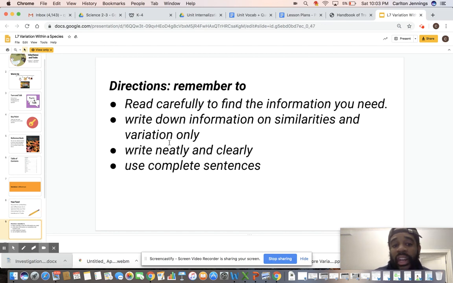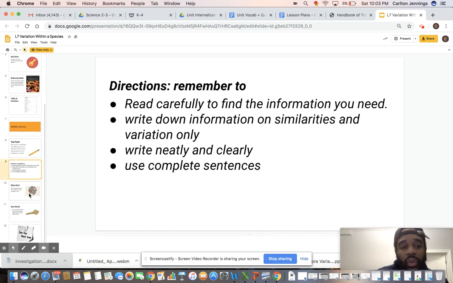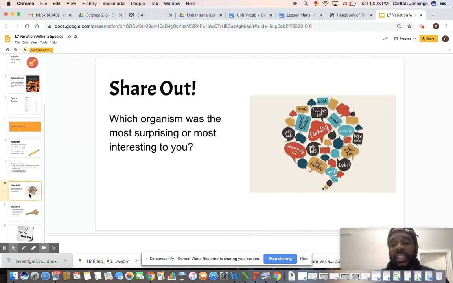So we read this already. We have our similarities and variations of our harlequin poison frogs. You'll be able to share out these different things with me once you send them to me. And I'm also waiting for your last videos of your different traits that you have.